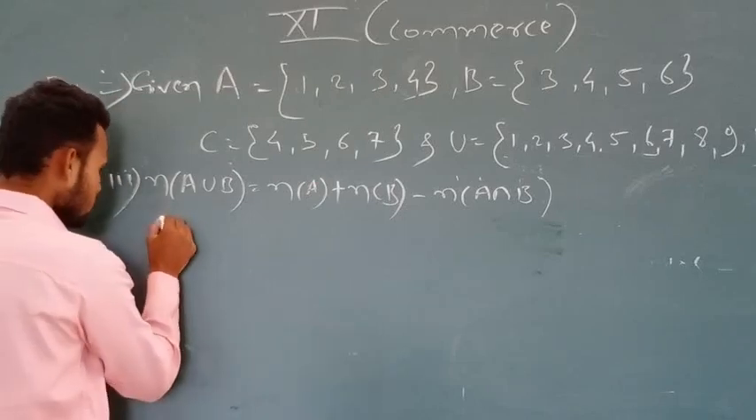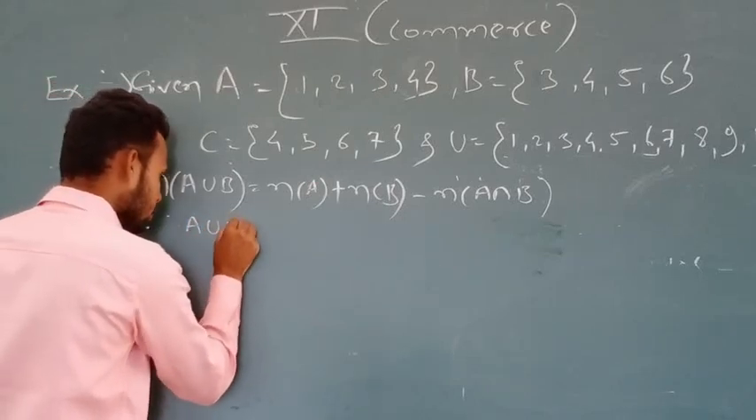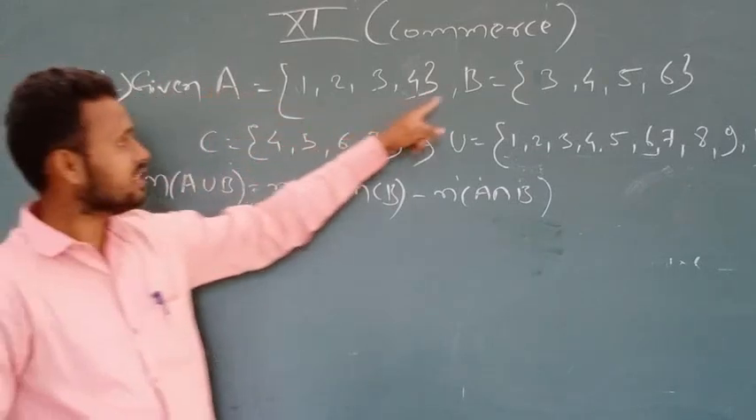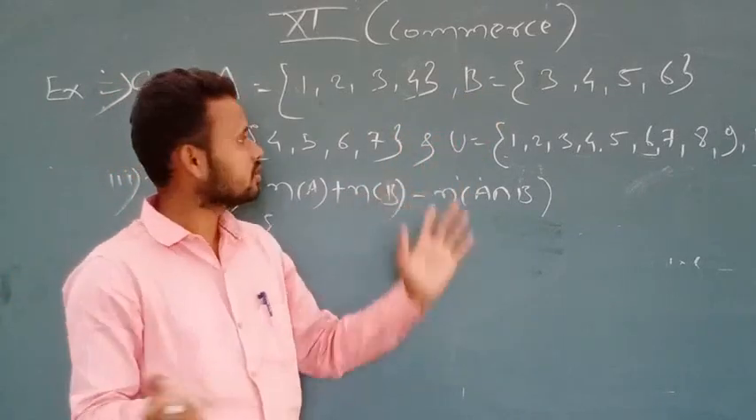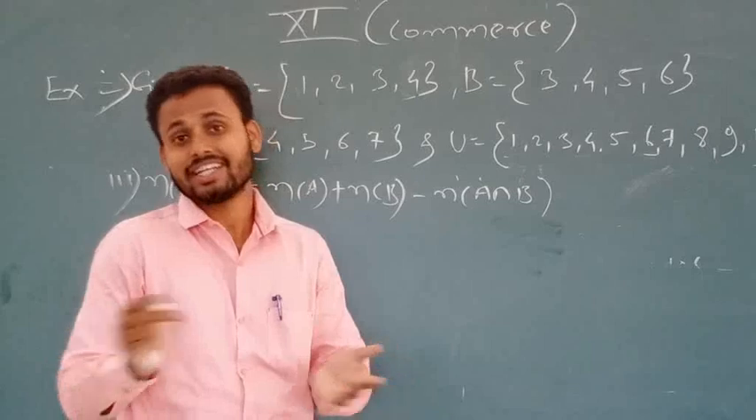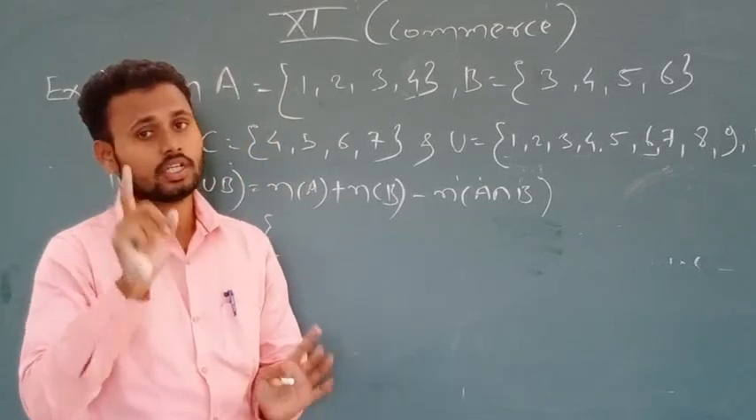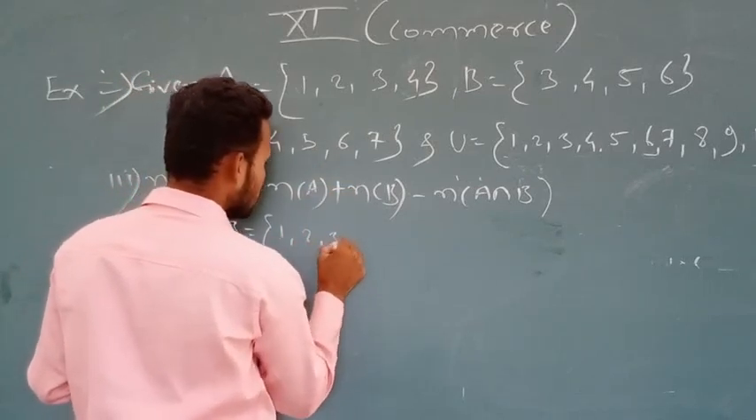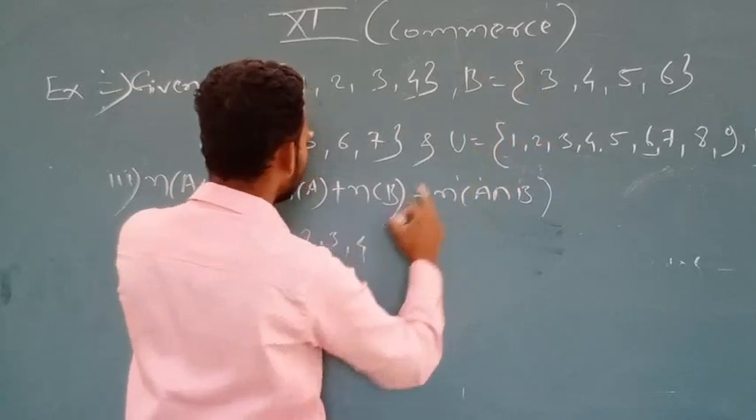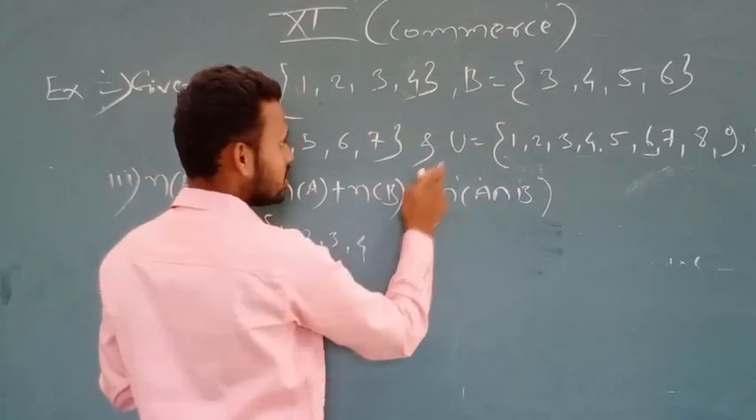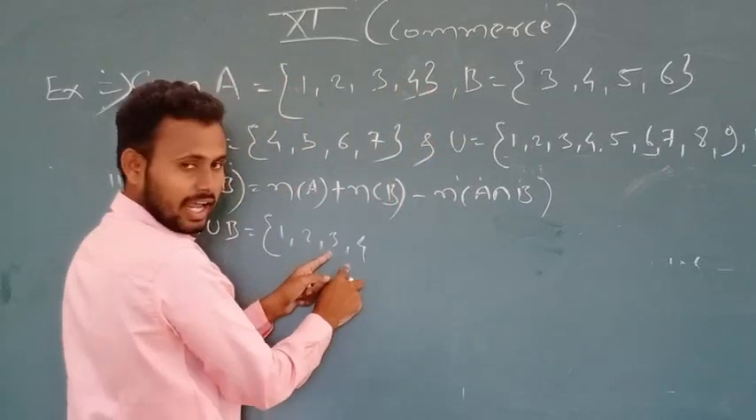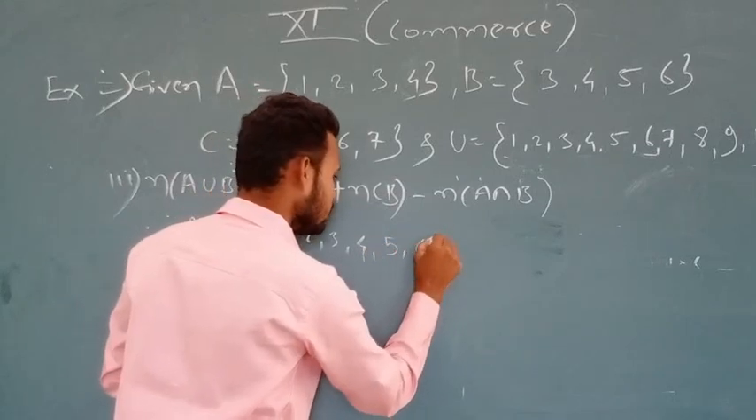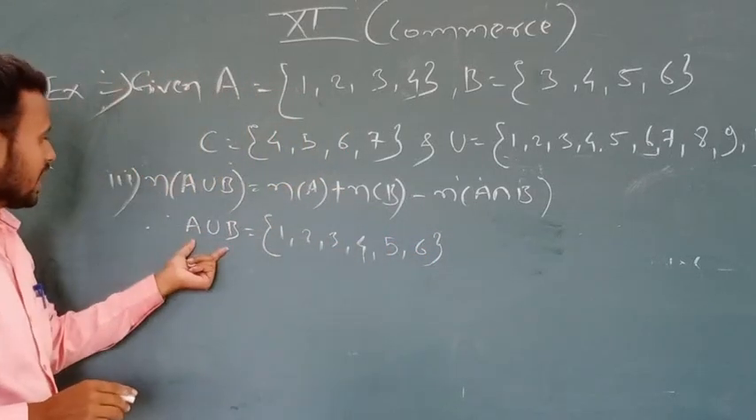Therefore first, take A union B, which is equal to the set containing the elements of A union B. Here A and this B. Union means what? Just collect the elements of both the sets. Collect the elements of both sets together. If an element repeats, write it only once. Do not write it two times, okay? First take set A containing the elements 1 2 3 4. A union B, A set's elements as it is. Now when we take B set's elements, 3 4 have repeated, so we write them only once. The next elements are 5 and 6. Therefore these 5 and 6. This we get as A union B.